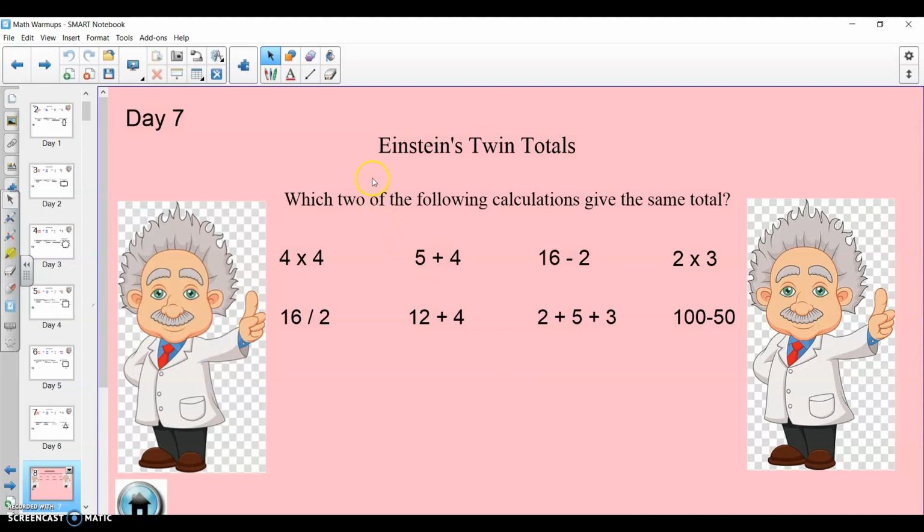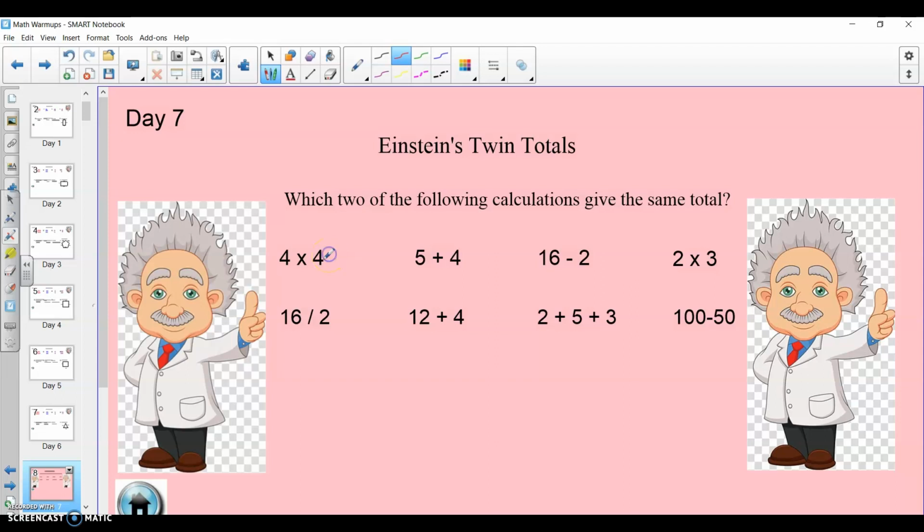All right, day 7 warm-ups. Einstein's twin totals here. Which two of the following calculations give the same total? Pretty simple. The first thing you want to do is just go through and answer these expressions to find an answer.